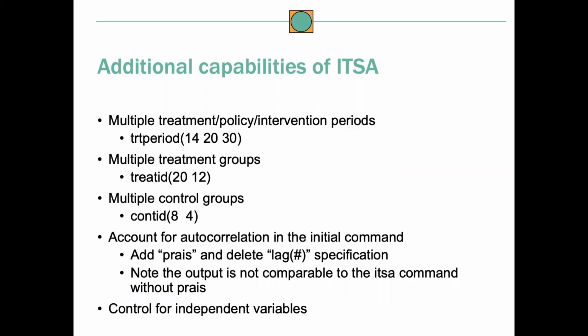So we went over just a few of the capabilities of ITSA, but it can do a whole lot more. It can be run with multiple intervention periods, multiple treatment groups, as well as multiple control groups. You can account for autocorrelation in the initial command using the prais option, but you have to remove the lag and the number of lag specification. It's also important to note that the output for prais is not comparable to the output when you specify the lags in the command. You can also control for independent variables if you have them. And keep in mind that ITSA is just one of the many ways that you can analyze interrupted time series data, and there are several more approaches that can be used.